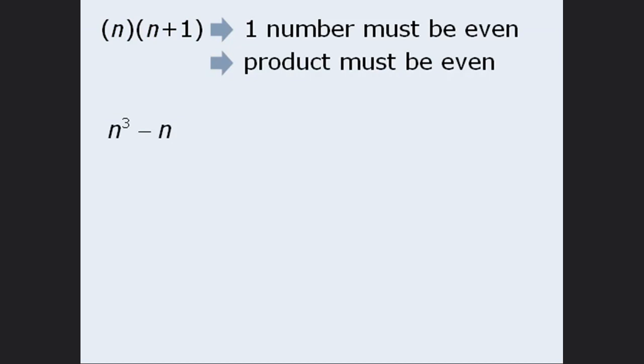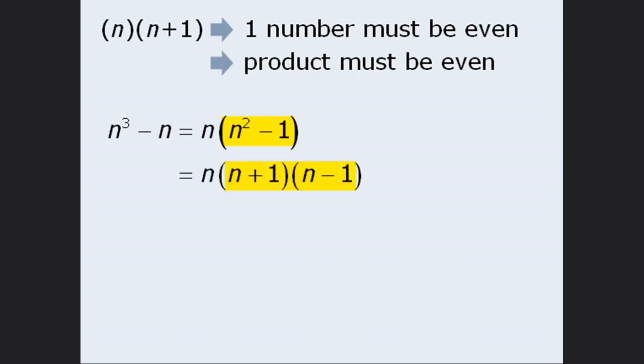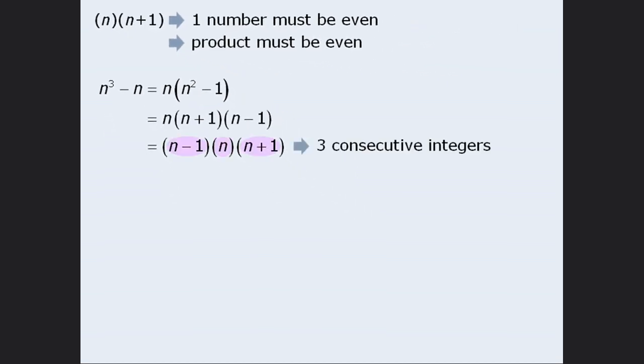Okay, what about this expression? What conclusions can we make here? Well, to begin, let's take this expression and factor out an n. From here, we can take the n squared minus 1 and factor it to get n plus 1 times n minus 1. Finally, if we rearrange these terms, we can see that we have three consecutive numbers here, which means at least one of those three numbers is even. Now, if at least one number in the product is even, we know that the prime factorization of the expression must have at least one 2.